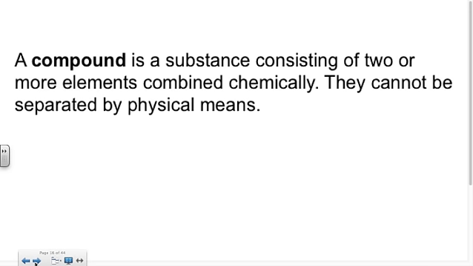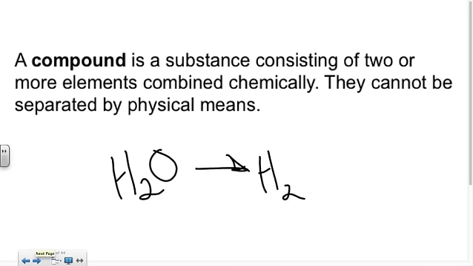And a compound is a substance made up of two or more elements. Okay, so you've got combinations of elements that form compounds. They're bonded together chemically. You cannot separate these things by physical means. You can separate them with a chemical reaction, but not with a physical process. You cannot take H2O, put it through a filter, like a coffee filter, and get hydrogen plus oxygen. It doesn't work that way.